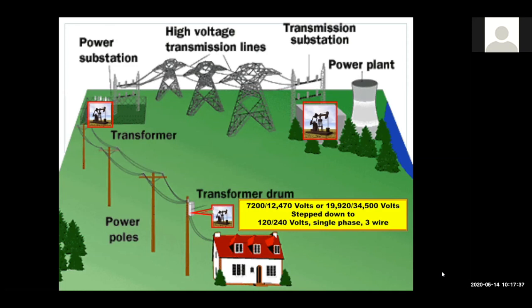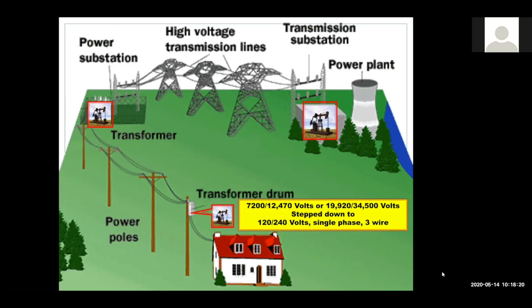So it steps down to 120/240. That's single phase, 3-wire. Now that's the one we're normally talking about in residential wiring. So you're going to get 120 volts from hot to neutral or from hot to ground, and you're going to get 240 volts from line to line. Let me show you right here. This is called single phase. It is not 3-phase. And when the wires come into your panel, they come in as line 1 and line 2. It's not phase A and phase B because it's only single phase coming out of that transformer.